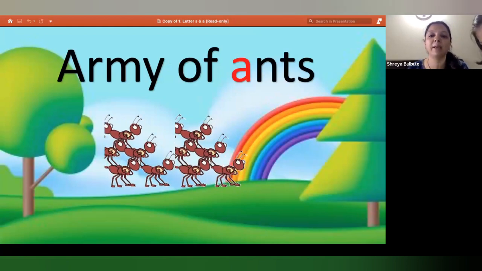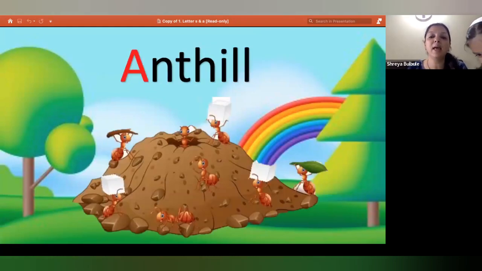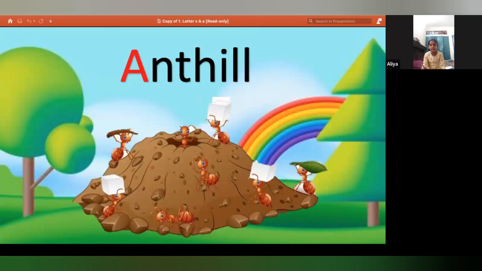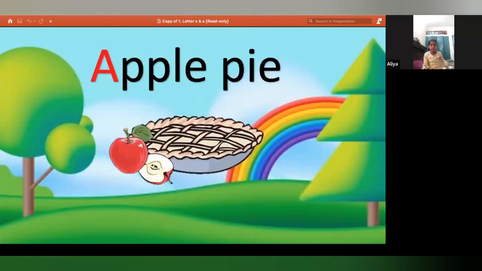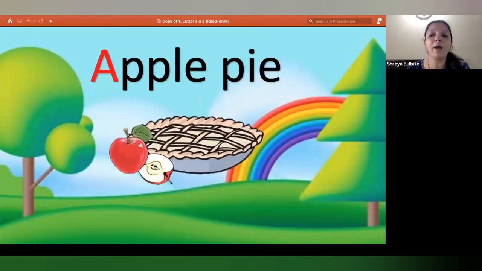The beginning. What is this? This is an ant hill. Yes. Where's the A sound, Alia? On beginning. Beginning. Yes. This is an apple pie. What is this? Good morning. We were missing you. You can join the class. Okay. What is this? This is an apple pie.